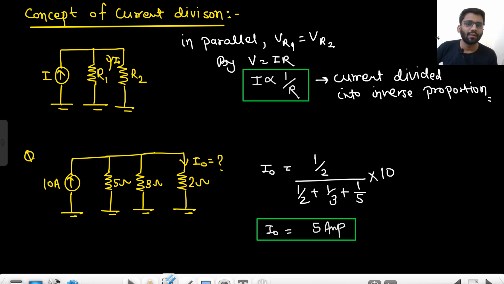Okay. So if you actually solve it, it comes around 4.8. Yeah, 4.8. So I just solved it. It's not completely 5 ampere. It's near to 5. It comes around 4.8 ampere.